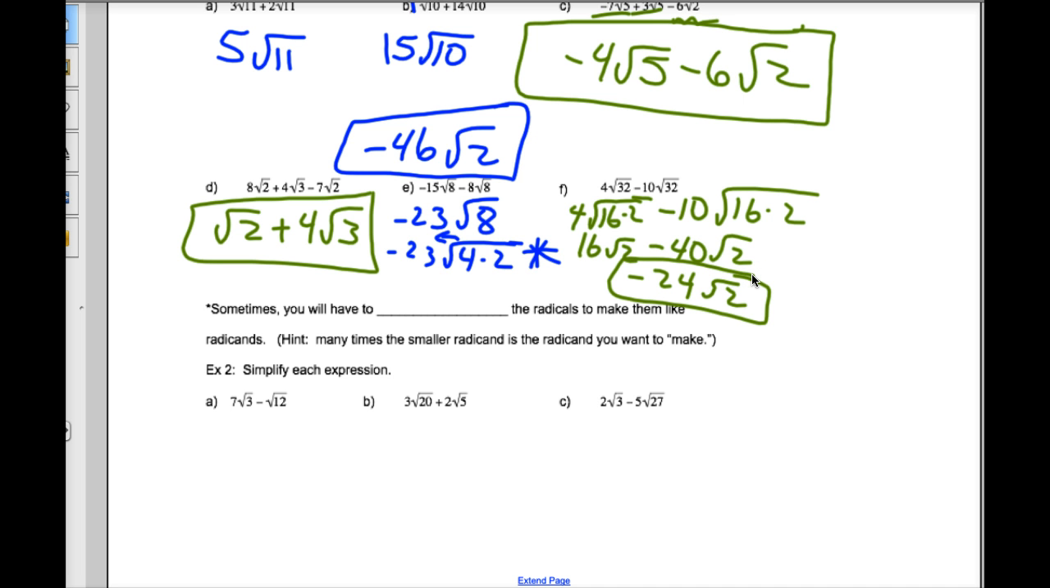Do you like subtracting them first and then simplifying, or simplifying and then subtracting? Believe it or not, subtracting first is better. Put them together first and then simplify, because you only have to simplify one answer instead of two. Sometimes you will have to.